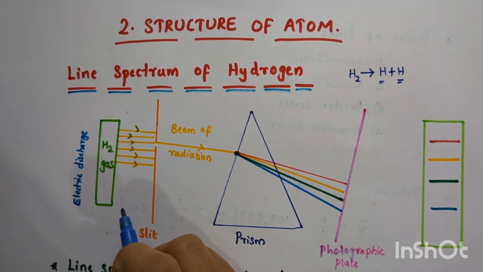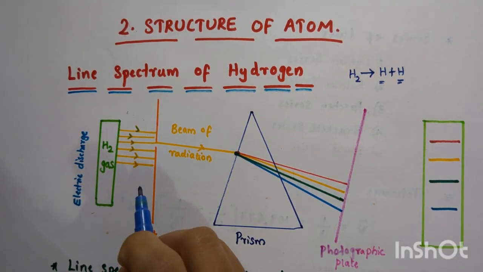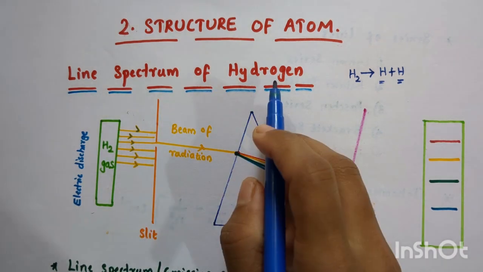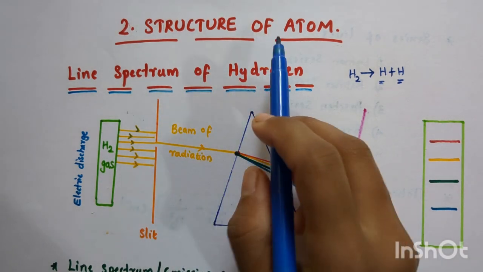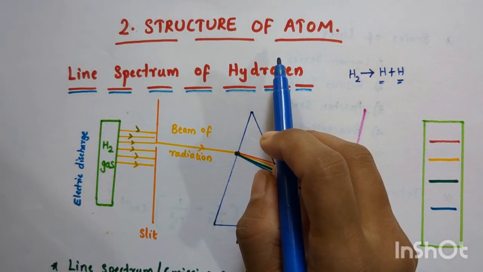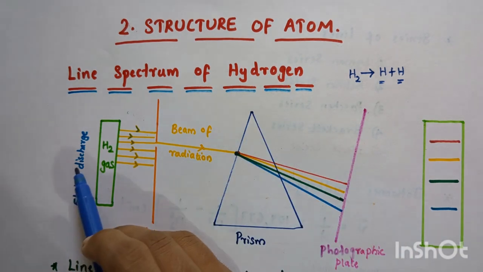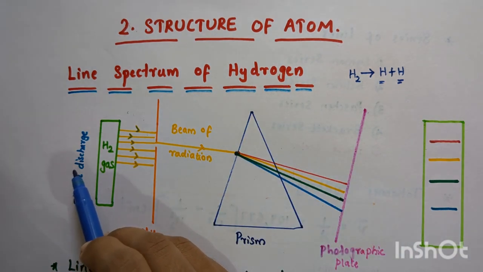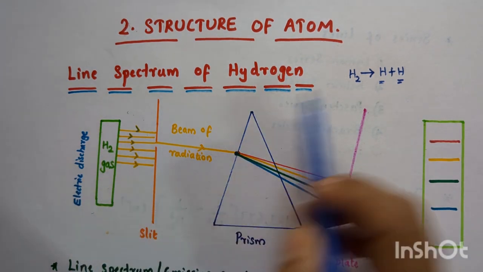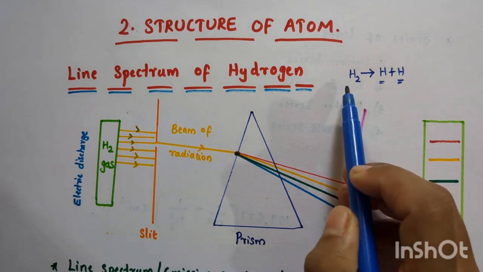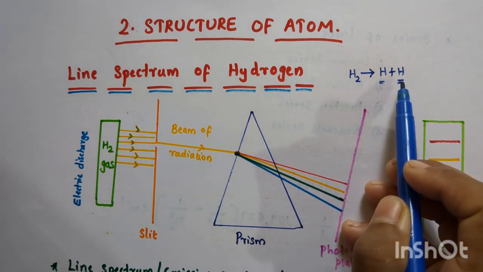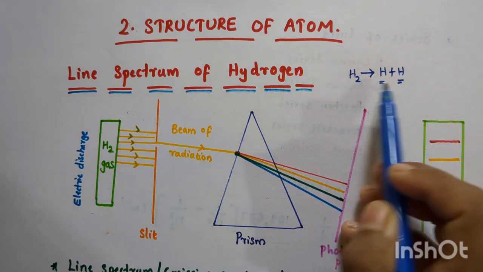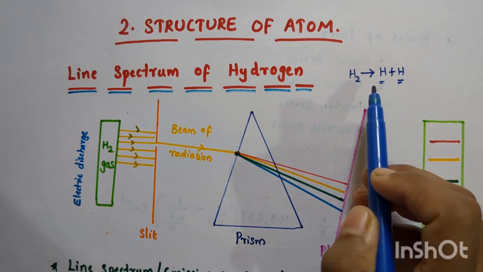Hello everyone. In this video, we are going to discuss the line spectrum of hydrogen from Chapter 2, Structure of Atom, Class 11 Chemistry. You see, when an electric discharge is passed through gaseous hydrogen, the hydrogen molecules dissociate and become hydrogen atoms. And these hydrogen atoms will be in the excited state.